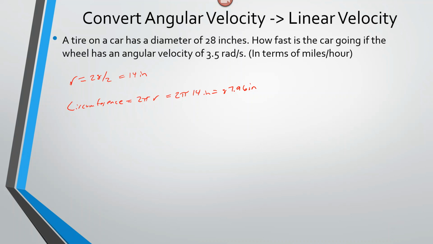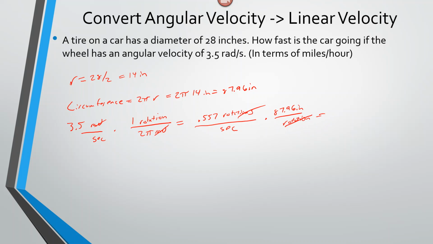If you have an angular velocity of 3.5 radians per second, we can do that conversion into rotations per second. So 3.5 radians per second, and we're going to do 1 rotation equals 2 pi radians. Radians cancel. We get 0.557 rotations per second. And then we get 87.96 inches per rotation. Rotations cancel. And we get 48.99 inches per second. I do know that's not the exact answer we're looking for. We will come back to that in a second.